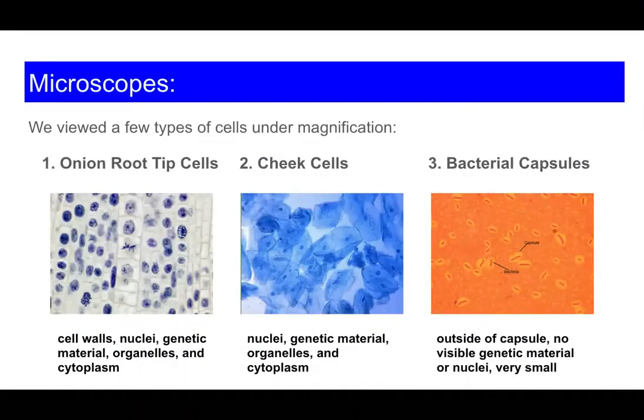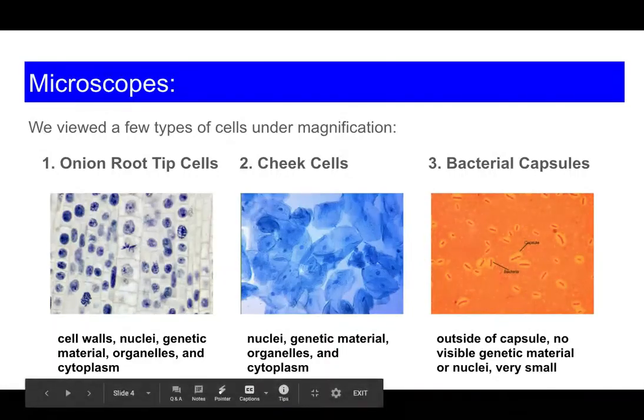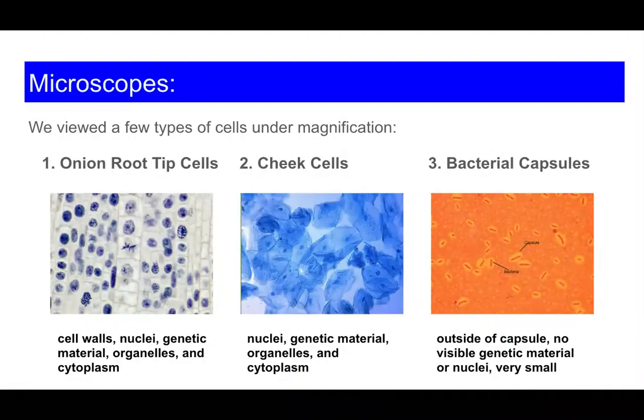We viewed three main types of cells under magnification. So we looked at onion root tip cells, cheek cells, and bacterial capsules. To identify these, there's a few things we could look for. As we were learning about the different types of cells, we know that some have cell walls, some don't. So in the onion root tip cells, if we were trying to figure out, is that onion root tip? Well, we'd look to see, is it sort of squarish or rectangular? You can see these hard lines, and those are cell walls. That's a really good indication you're looking at a plant in general, which an onion is.